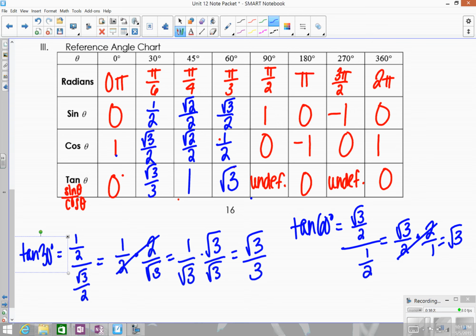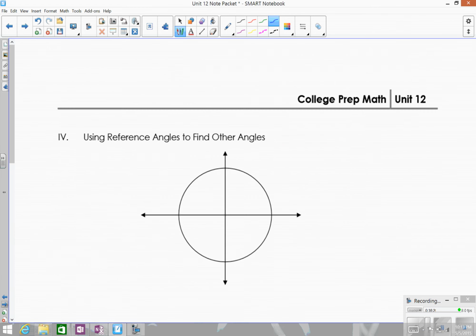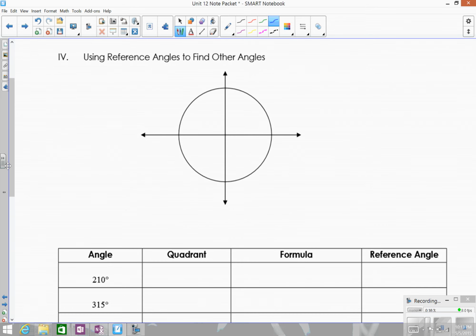So if we look at the next page, it's really going to be using these angles. How can we use these angles, the 30, 60, and 90, to come up with more measures? So what we have to be able to do is take angles that are bigger than 90 degrees and find their reference angle, what's called their reference angle.